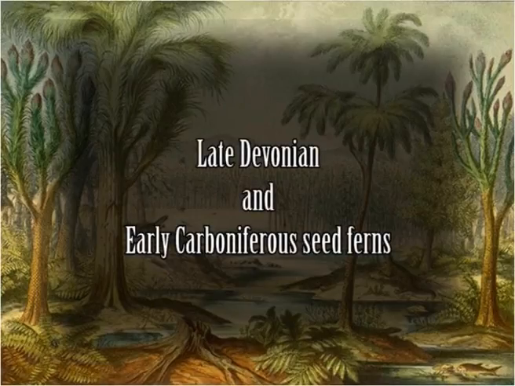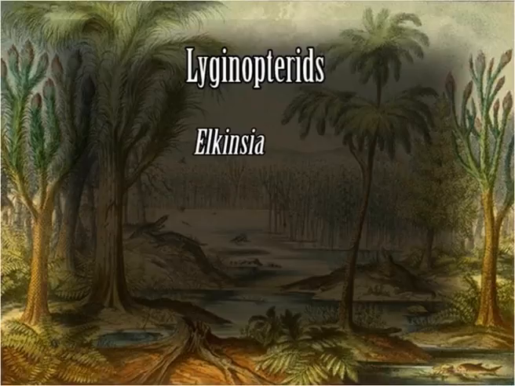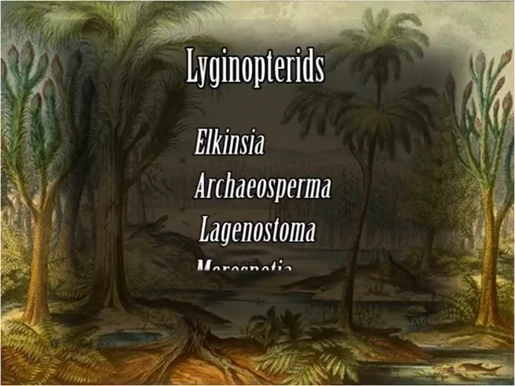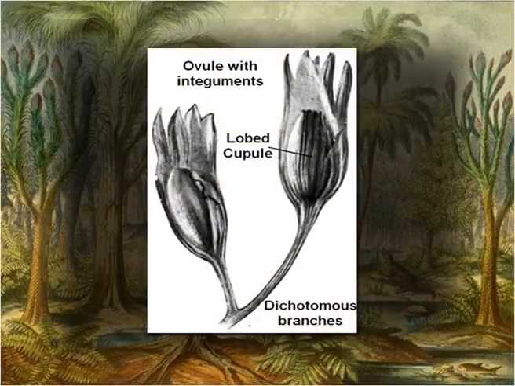The late Devonian and early Carboniferous seed ferns are sometimes collectively called Lignopterids and include Elkinsia, Archaeosperma, Laginostoma, Moresnetia and Lyginopteris. These earliest seed-bearing seed plants produce their pre-ovules or ovules on dichotomously branched sterile structures called cupules. Cupules are cup-like structures that partially enclose the ovule.